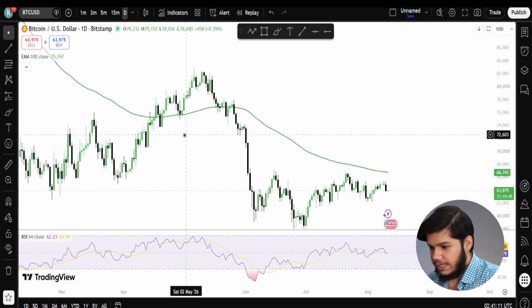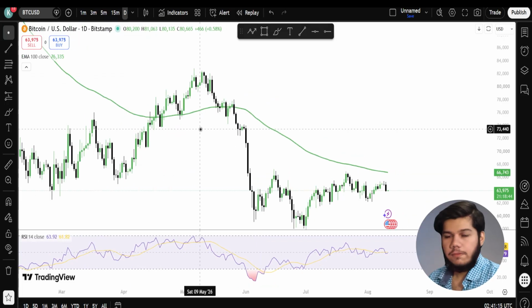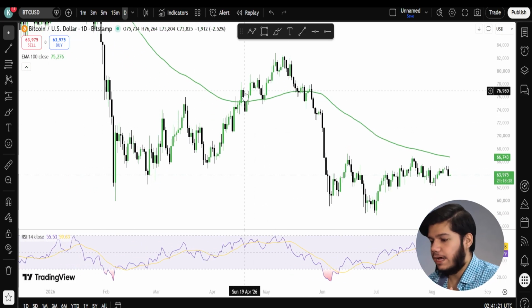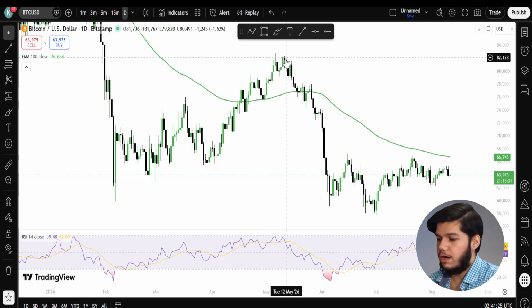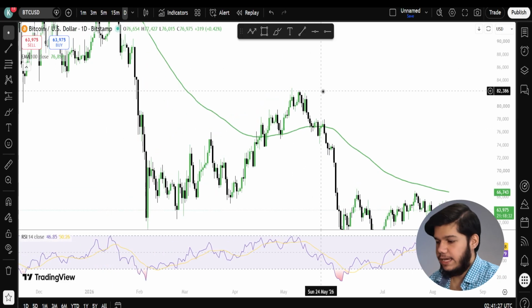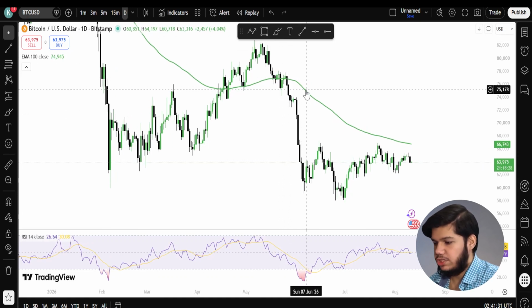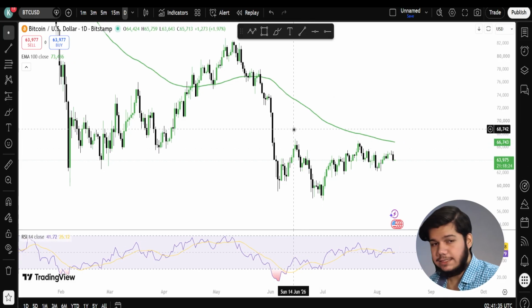This 100 moving average is used by millions of traders across the world, and it is used to judge the trend. If the price is above this moving average, taps on it and then goes above, it is considered an uptrend. And whenever the price comes below, gives a tap, rejects, gives a tap, and again rejects, it's considered a downtrend.